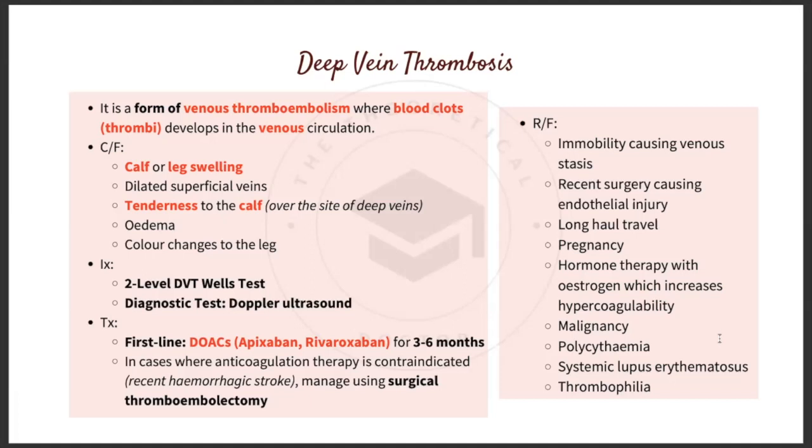Polycythemia, SLE, and thrombophilia. So treatment would be DOACs, first-line treatment, apixaban, rivaroxaban for 3 to 6 months. And in cases where anticoagulation therapy is contraindicated, such as in recent hemorrhagic stroke, usually the management would be using a surgical thromboembolectomy, whereby you cut open the vessel and you remove the thrombus.